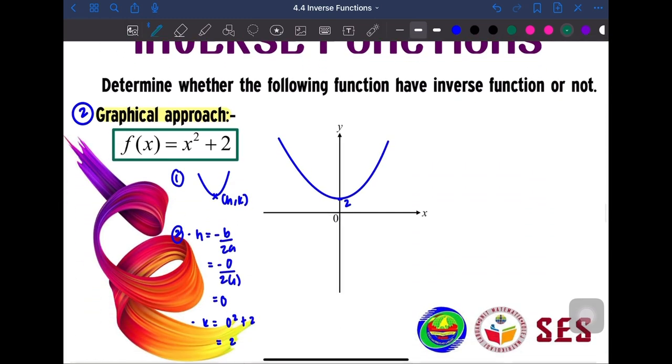Okay? Okay, kita try graphical approach pula. So, graphical approach kita akan lukis graph. So, macam mana nak lukis graph ni? Saya dah lukiskan. So, kita tahu bentuk dia senyum. And then, kita nak cari minimum point dia. So, saya pakai formula. Masukkan dapat kosong sebagai dia punya h. And then, nak dapat k, just masukkan kosong dalam this function, dapat dah 2. So, (0, 2) is the minimum point. So, this is how your graph should look like. So, sekarang graphical approach kan? Kita akan draw horizontal line test.